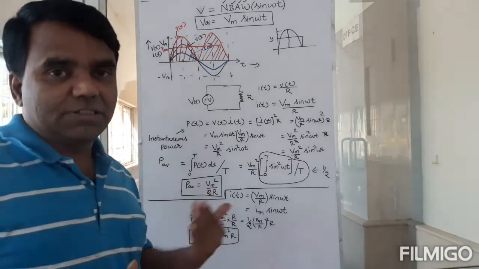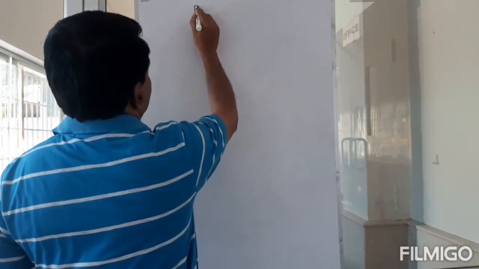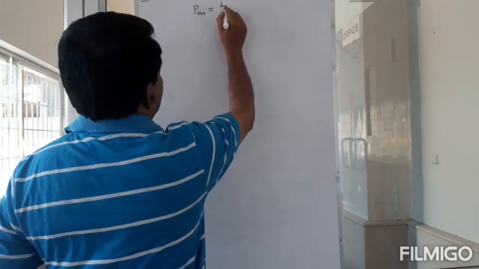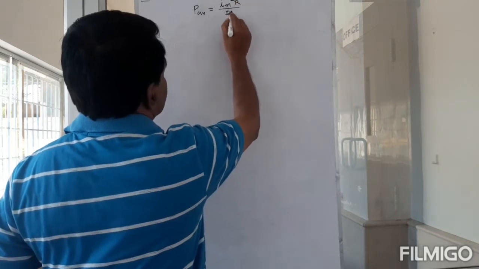So we'll continue this discussion. We now know that the average power is equal to Im squared R by 2.